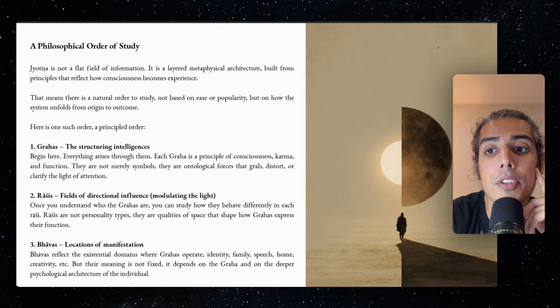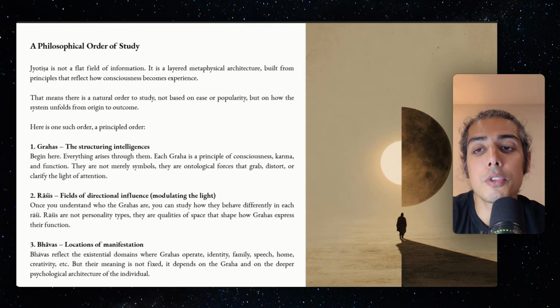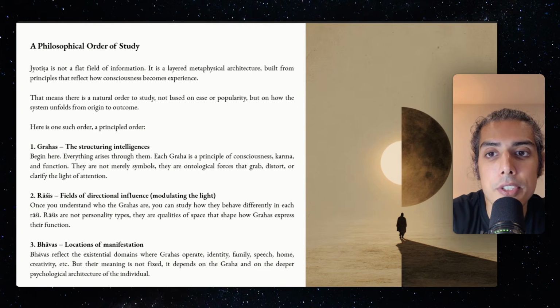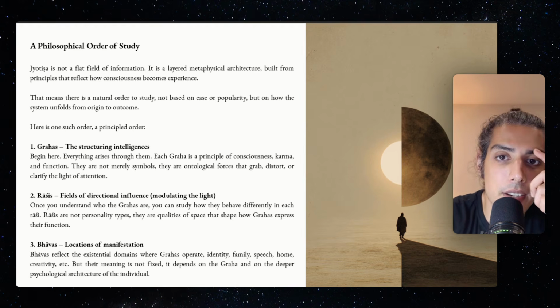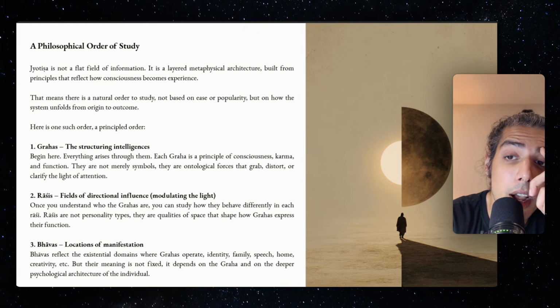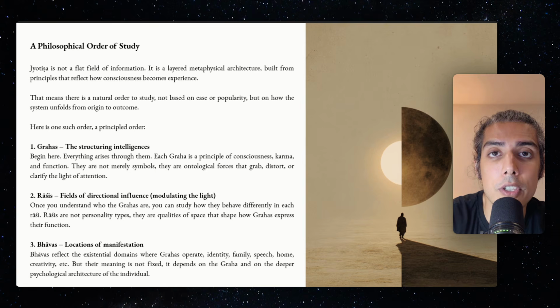So, what is the philosophical order of study? Jyotish is not a flat field of information. It is a layered metaphysical architecture built from principles that reflect how consciousness becomes experience, how consciousness becomes modulated, how pure awareness becomes distorted torment that we are currently experiencing. That means there's a natural order to study, not based on ease or popularity, but on how the system unfolds from the origin to outcome.